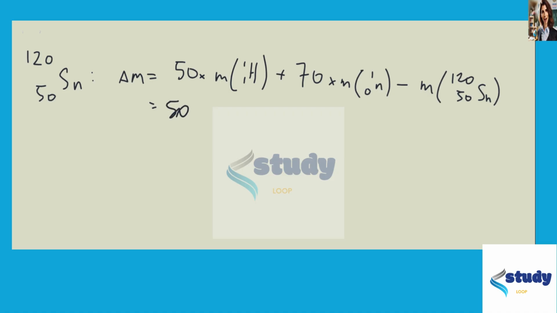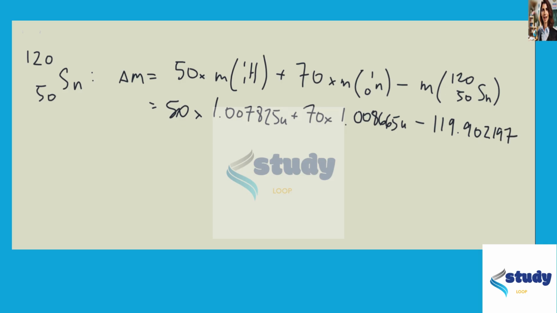And so this is equal to 50 times 1.007825 atomic mass units plus 70 times 1.008665 atomic mass units minus 119.902197. And it's very important to keep all the digits they give you here because we're dealing with very, very small numbers. Very high precision for this kind of thing. And so that gives me a mass defect of 1.095603 atomic mass units.